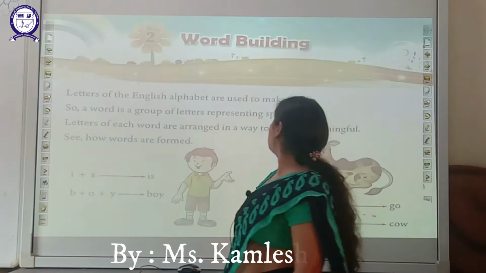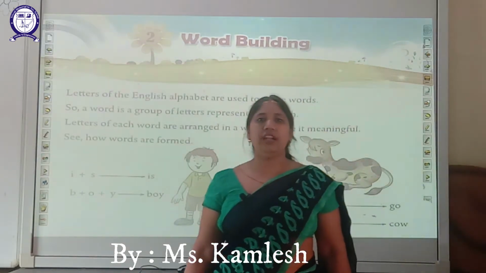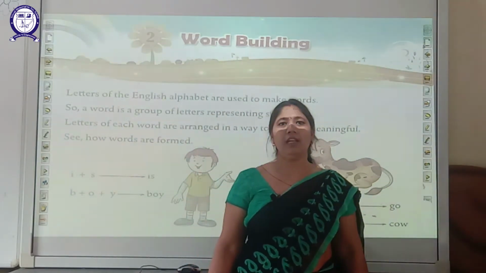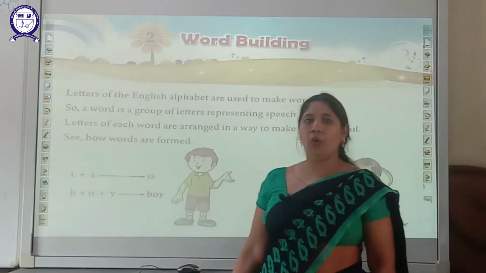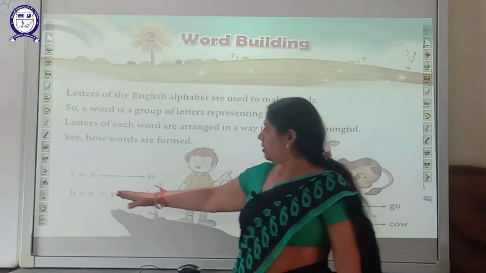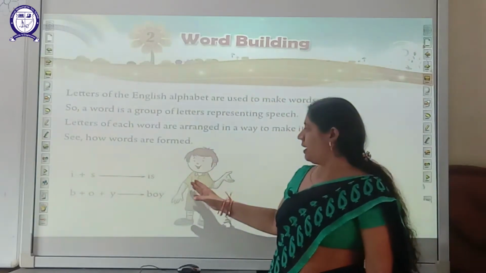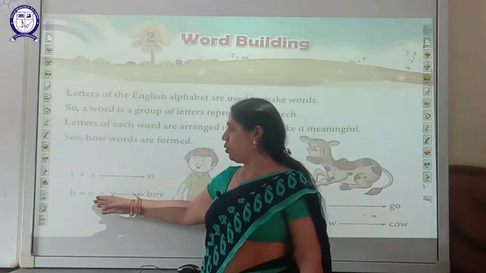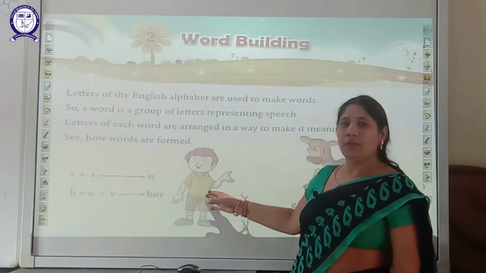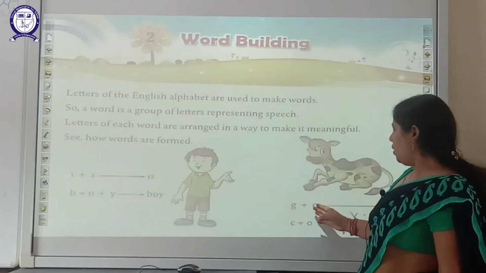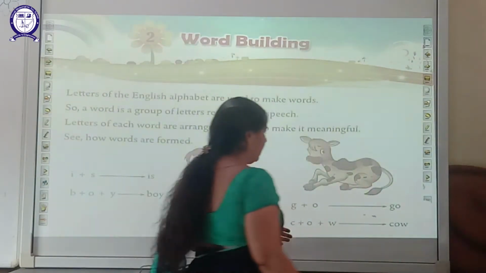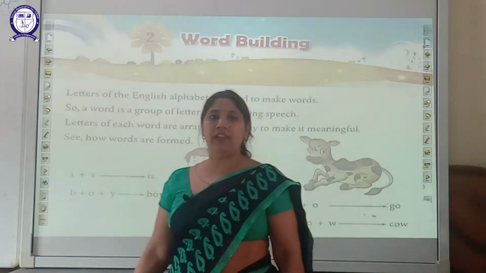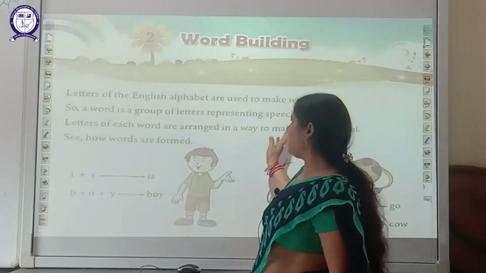Letters of the alphabet are used to make words. Students, we use alphabets to make words like OF, of; CAT, cat; OX, ox; BOY, boy, which means we have to use these letters and make a word; GO, go; COW, cow. So a word is a group of letters representing speech.